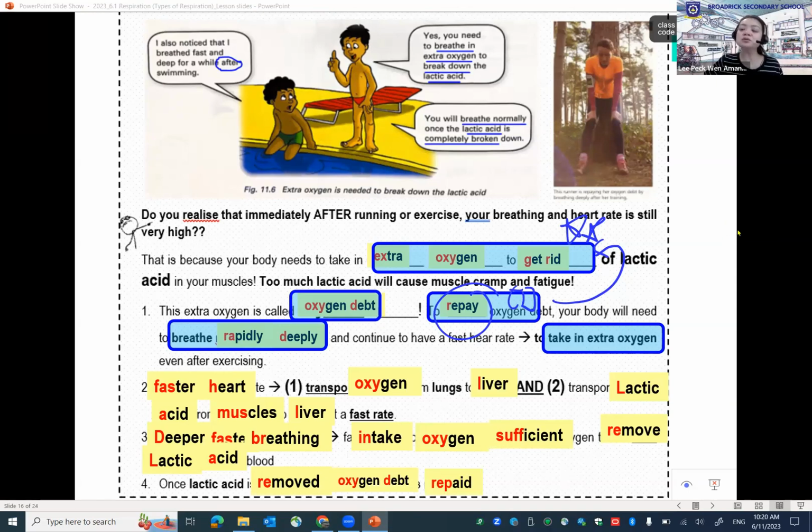So you may ask, so teacher, we bring the lactic acid to the liver for what? Your liver will actually use the oxygen that you take in extra after exercise to convert lactic acid back to glucose and then allow it to go through aerobic respiration to release extra energy again for the contracting muscles. Okay?